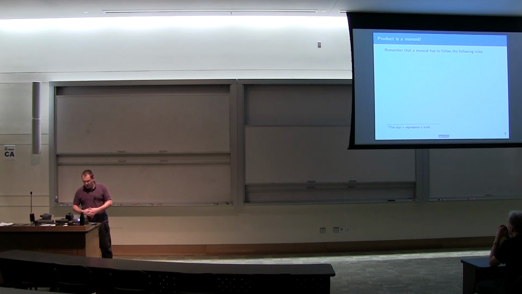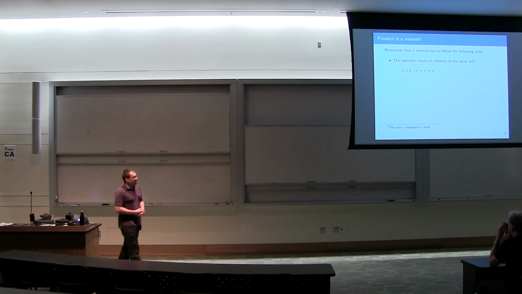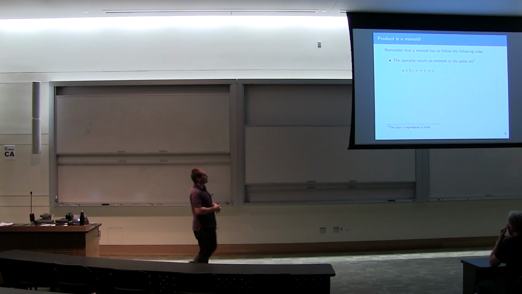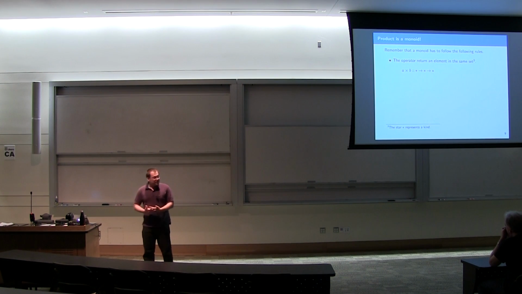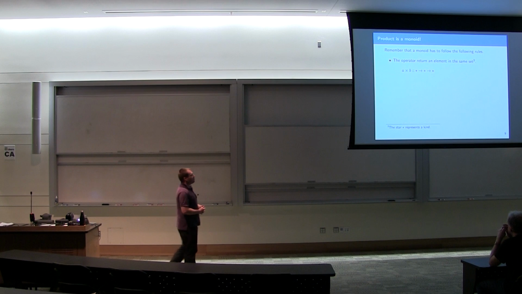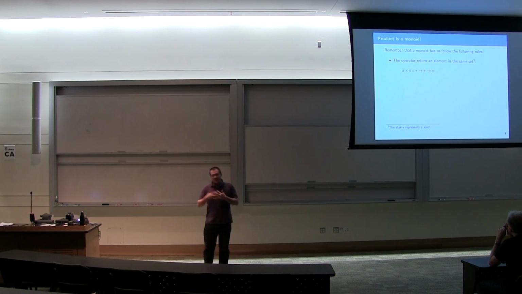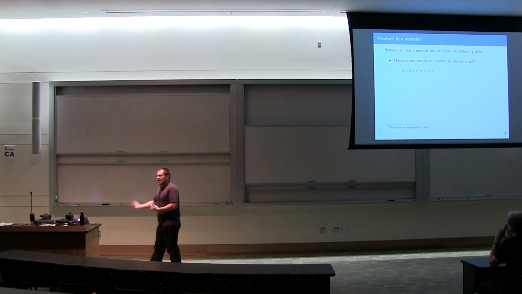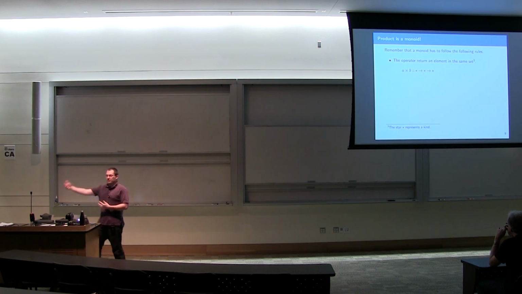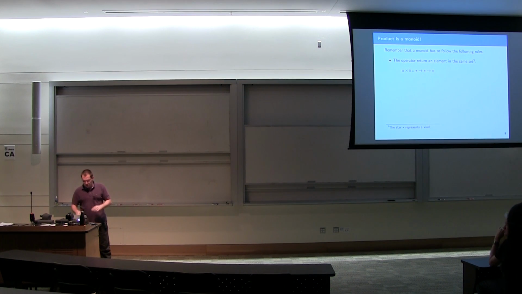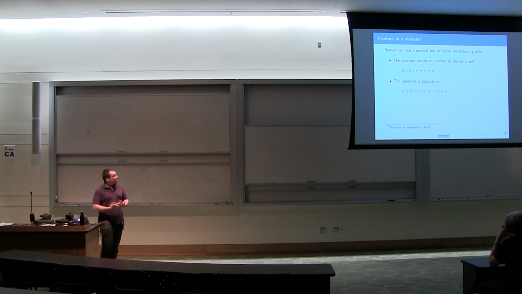And so let's remember the monoid rules. We remember that an operator returns an element of the same set. So here I'm saying that the product operator, using the kind notation, takes in a Haskell type and another Haskell type, and returns to you a different Haskell type. So it's closed. The operator is associative.